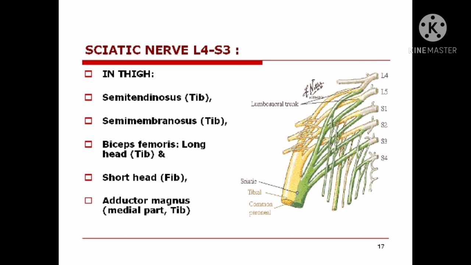The sciatic nerve, it arises from L4 to S3 segments. In the thigh, it supplies the semitendinosus, semimembranosus, biceps femoris. The long head of the biceps femoris is supplied by the tibial nerve, and the short head is supplied by the fibular nerve. And the adductor magnus, the medial part, is supplied by the tibial nerve.